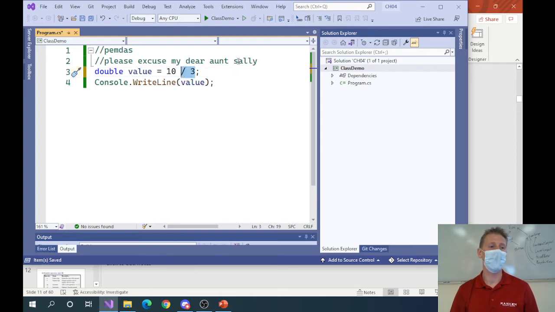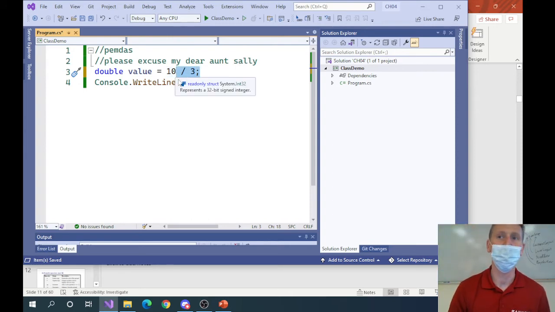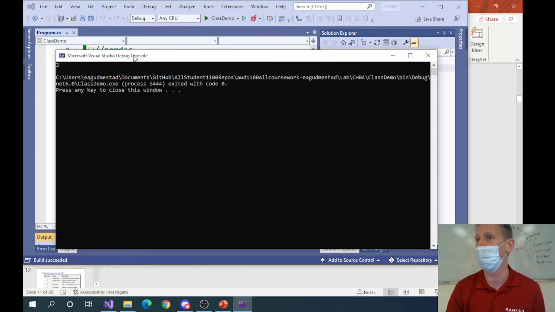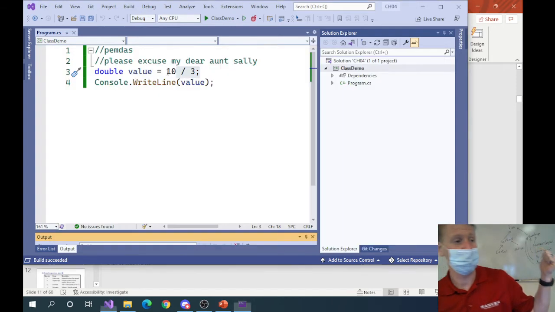So what's happening here? Let's explain it first, and then we could talk about how to fix it. Let's understand the problem first. 10 divided by 3 is going to be 3 1/3, right? 3.33333. So I would expect the output to say 3.333 repeating, and instead I just get the number 3. I've lost data. That's not good, right?